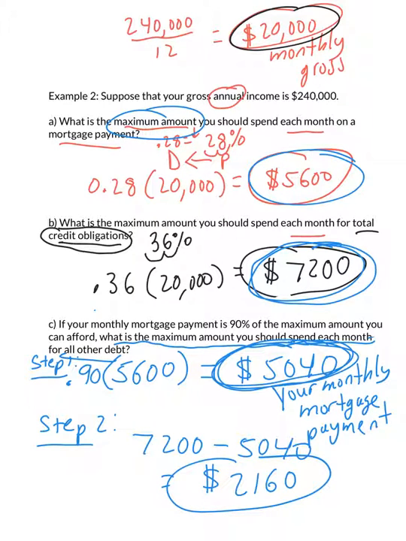So in other words, in Part B, this $7,200, that's what you should be spending on everything. The mortgage, house, your other monthly bills, your phone bill, your electricity, etc., each month. And if you already have this huge mortgage payment, that doesn't leave you much room to afford all your other items, I think is the point that they're trying to get across here. But yeah, $2,160, final answer to Part C.